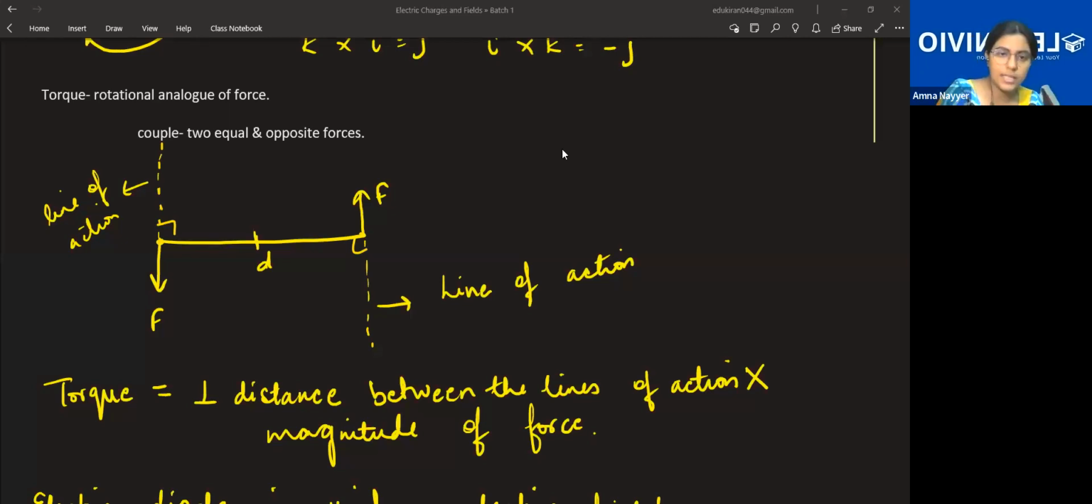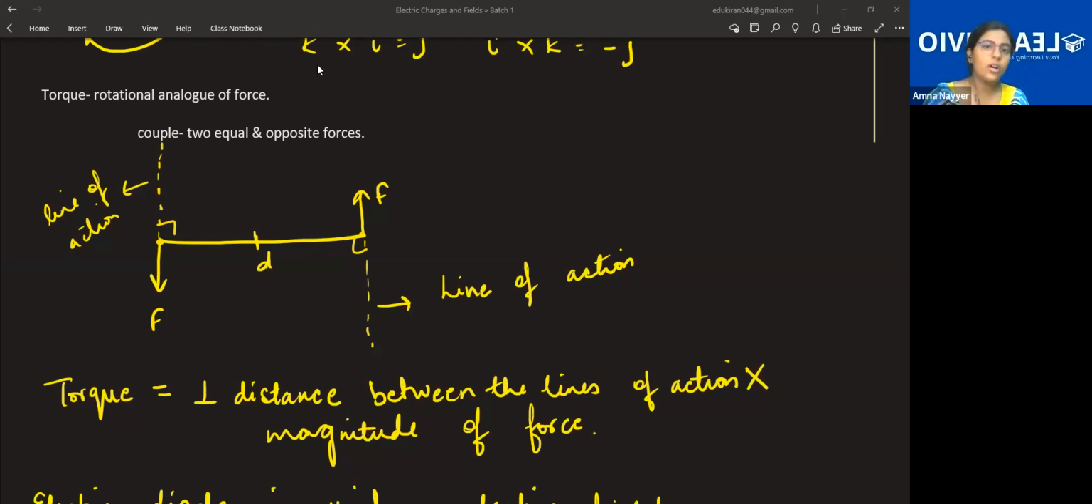Now, for torque to occur, there has to be an axis. Line of action is what? Line of action is the line along which the actual force is occurring. Like look here. Since these two forces are acting in opposite directions and their magnitudes are equal, we say this is a couple.